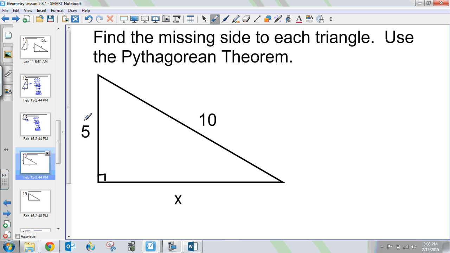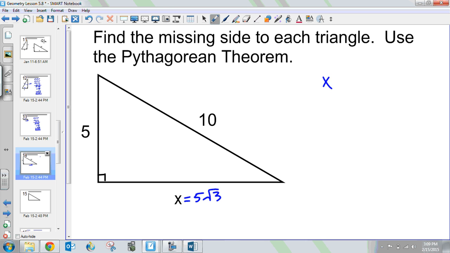I see that this side length is 5, that my hypotenuse is 10, so my hypotenuse is double the length of this side. So I'm going to go ahead and make the bet that x is going to equal 5 times the square root of 3. Let's just see if we get that, okay? So then let's do that.